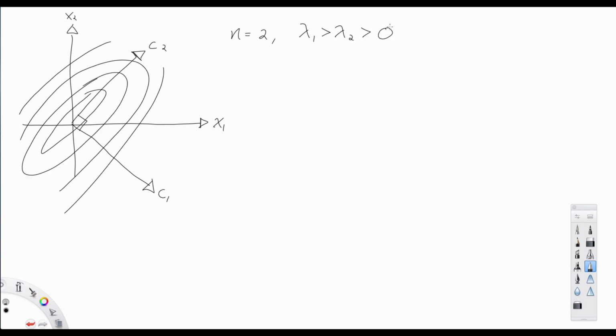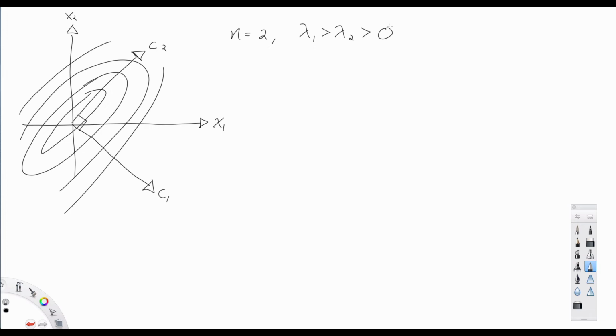Let's have a look at an illustrative example. Let's suppose we are operating in R2, the number of independent variables is 2. And suppose that lambda 1, the eigenvalue associated with the first eigenvector, is larger than lambda 2, and they both are positive. And let's suppose that c1 and c2 point in the direction of the minor and major axes of the level sets.